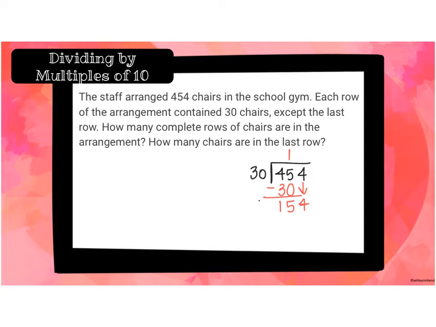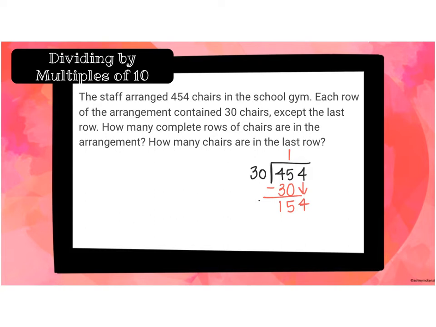So 30 goes into 154. Well, let's think about this for a minute. Okay, if I were to cover up this 4, and I look at this as just a 15, and I were to cover up this 0. This is the cool thing about division. You can almost hide the second part of the number. So if I were to cover up this 0 and then cover up this 4, how many times can 3 go into 15? 5 times. So I'm going to try 30 times 5 and see what I get.